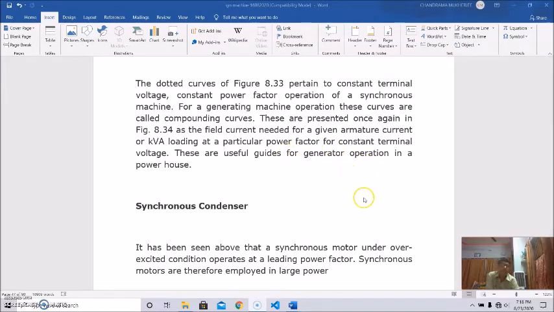The field current needed for a given armature current or kVA loading at a particular power factor, for constant terminal voltage, are useful guidelines for generator operation in a powerhouse.